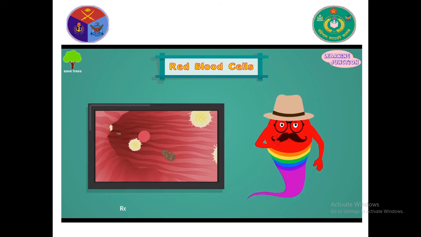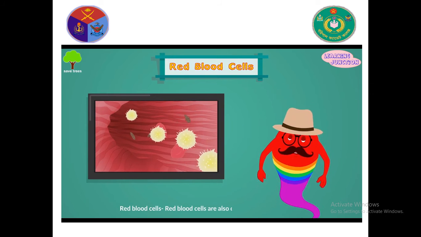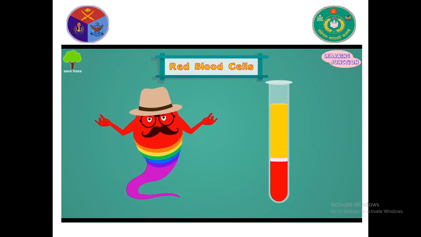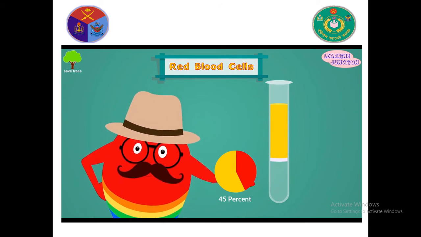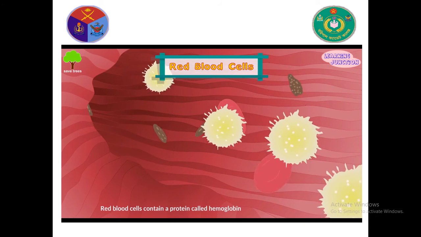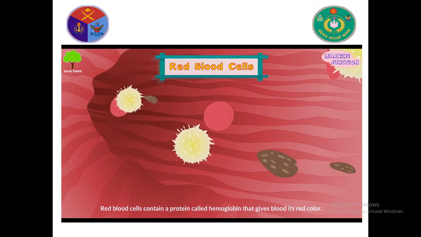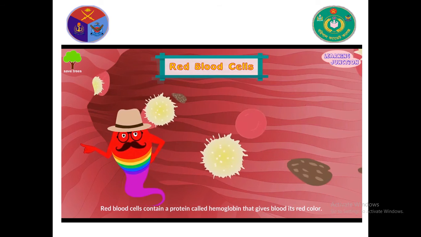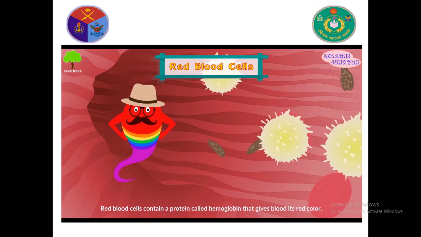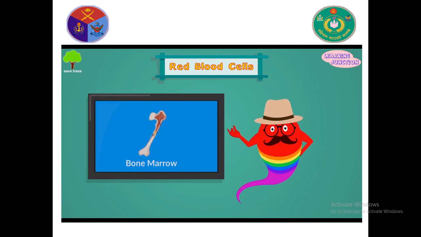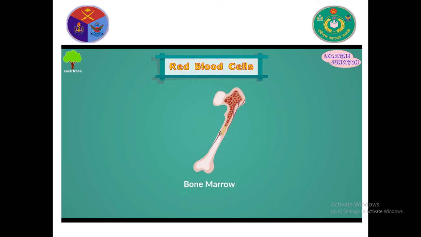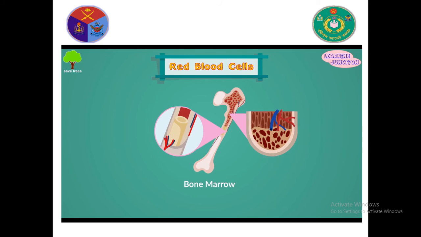Red blood cells. Red blood cells are also called erythrocytes, or RBCs. They comprise about 45% of blood. They contain a protein called hemoglobin that carries oxygen. Blood gets its vibrant red color when hemoglobin picks up oxygen in the lungs. Red blood cells live for about 120 days. Every day, the body makes new RBCs to replace those that die. RBCs are produced in the soft, fatty tissue inside bone cavities called bone marrow.